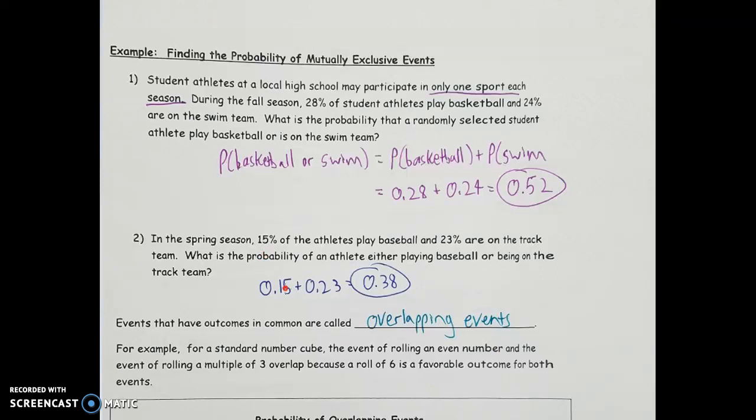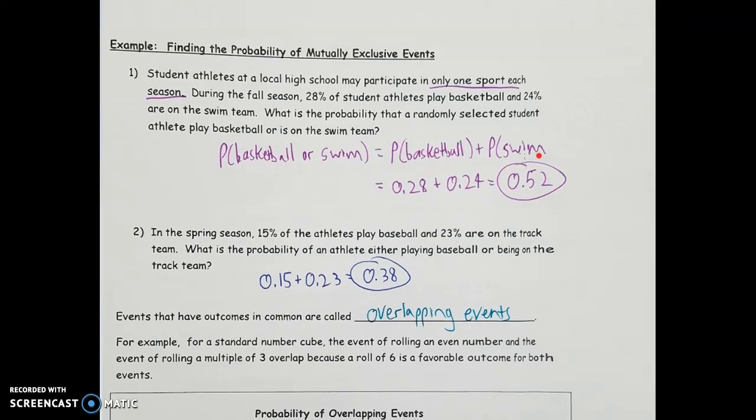So 0.15 plus 0.23 for my two probabilities. Add those together, I get 0.38, or you could also answer 38%. That would be your combined probability because those are mutually exclusive. And if events aren't mutually exclusive, they could have outcomes in common. We call those overlapping events. So our last examples didn't have any overlap because I can only do one sport each season.